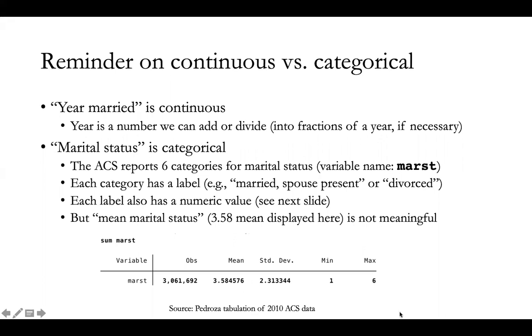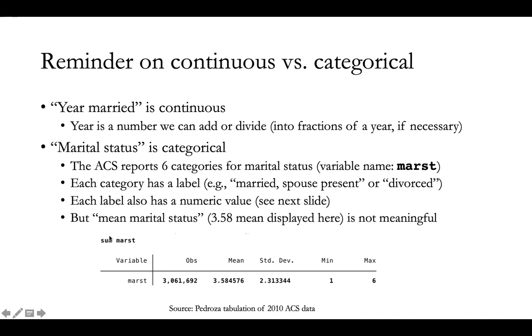So these are categories that we're talking about. The ACS reports 6 different categories for marital status. The variable is named MARST. Each category has a label. An example of a label is married with spouse present. And each label also has an underlying numeric value. We're going to look at an example on the next slide.